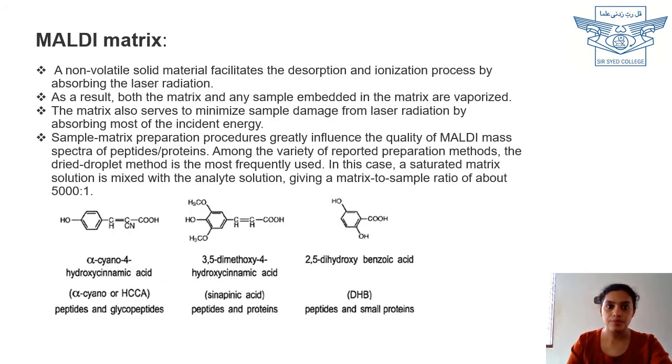The matrix, as I told you, consists of derivatives of weak organic acids. Normally cinnamic acid derivatives are used. Here are the main compounds used as matrix: alpha-cyano-4-hydroxycinnamic acid, then sinapinic acid, and then DHB. These three are the most commonly used matrix materials.